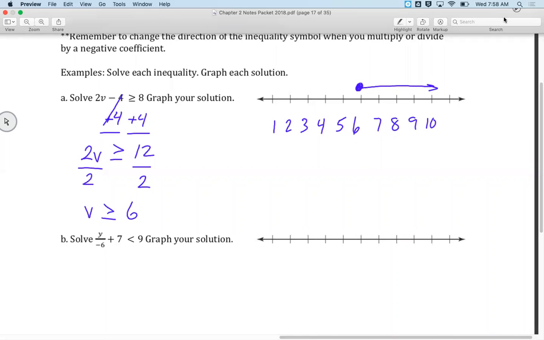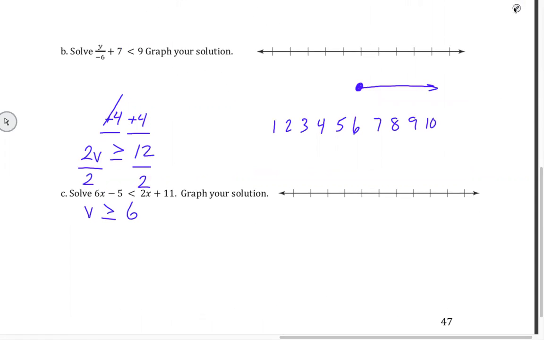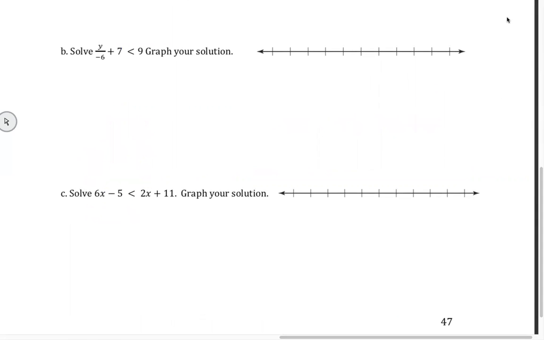Let's look at B. Now we're looking at B. And I'm saying, well, there's a little trick here, okay? There's a little trick, Hope, because I'm trying to pay attention to it. Notice there's a divide by a negative, right? So I'm thinking to myself, I'm probably going to have to flip my sign. I'm trying to be aware of the problem. So when I'm going ahead and I'm doing this, I'm going to subtract 7.